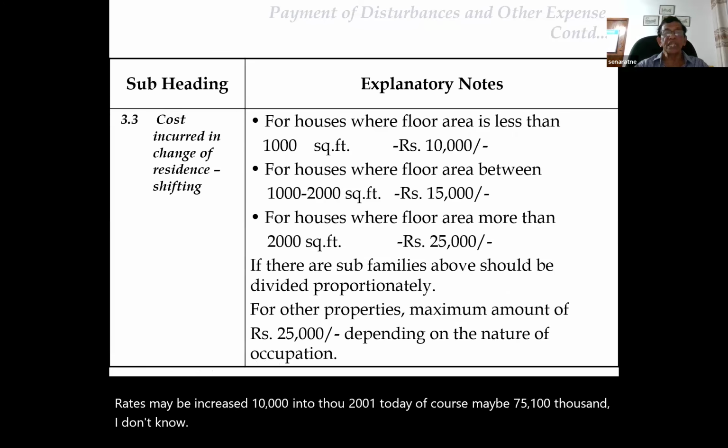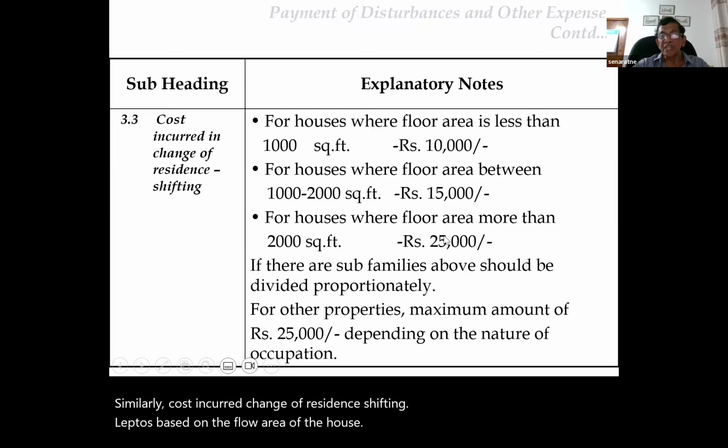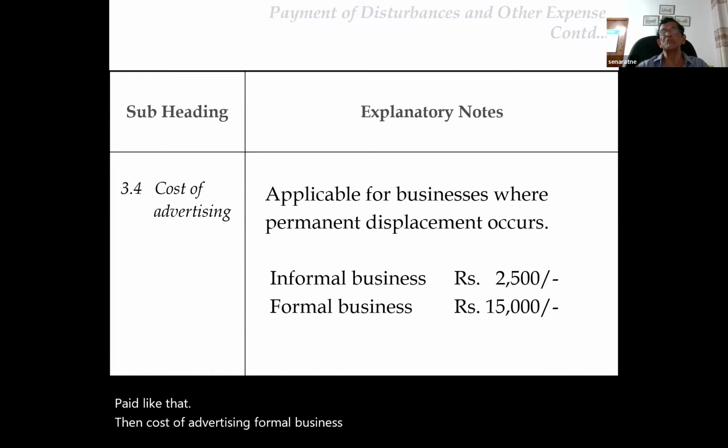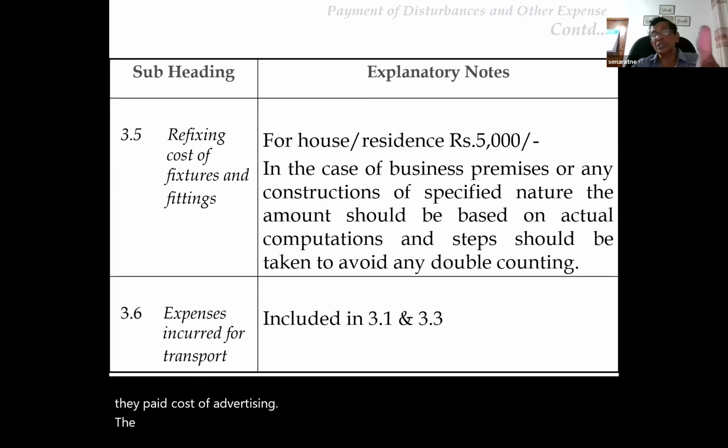Similarly, cost incurred for change of residence, shifting. Generally, that was based on the floor area of the house. For shifting, paid like that. Then cost of advertising, formal business 2,500, formal 15,000, informal 2,500. Likewise, they paid cost of advertising. Then re-fixing of fittings, those were the rates adopted in the LARC system.